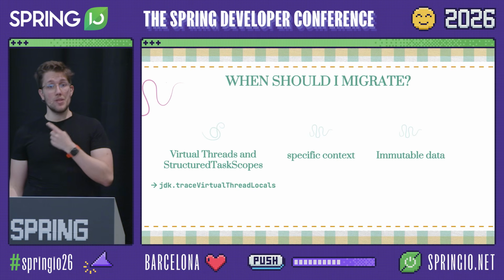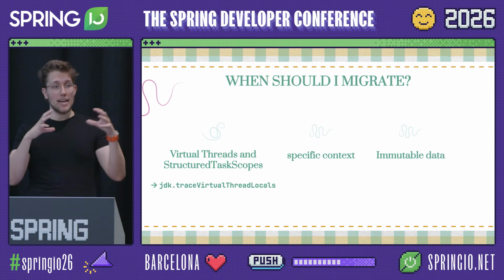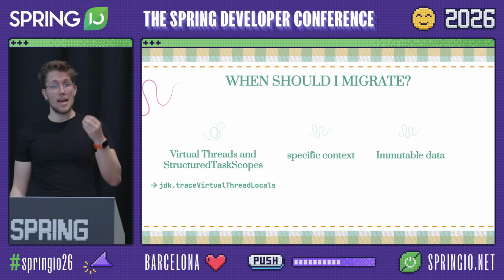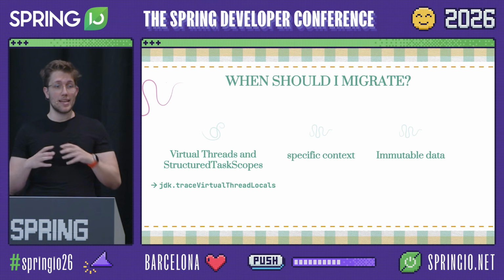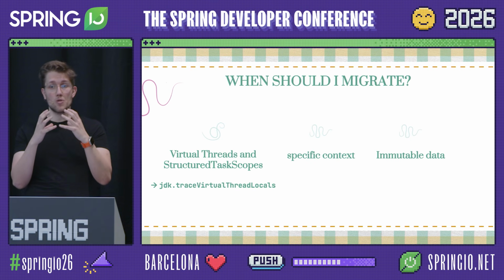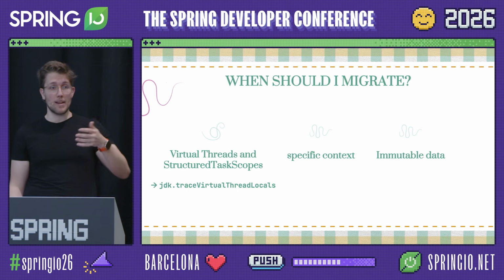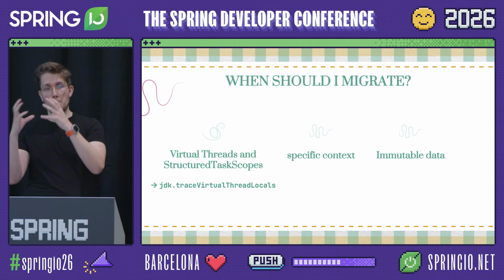Second, you can use this even without virtual threads. It isn't bound to this virtual thread stuff. You can also use it if you want to have your data only available in a specific context. Maybe you have a secret in your code which you don't want to make available to be accessed from the current thread or from other libraries. Maybe you want it to only be available in a certain part of your code.